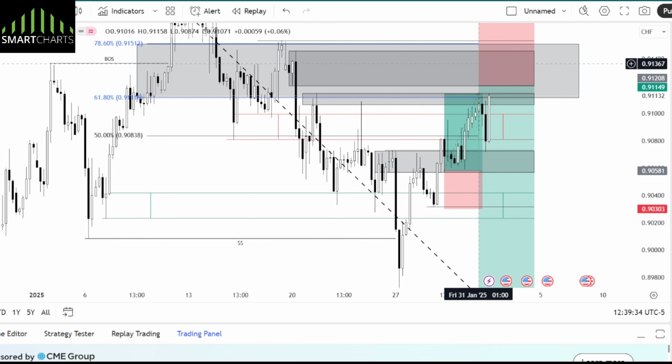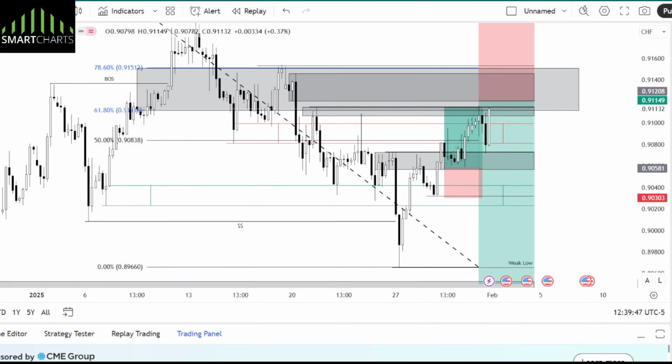Where's the next liquidity that needs to be taken? There's liquidity here, so we want to see this liquidity get taken, the market tap into this order block, and then we take our sell entries. Beautiful, simple. Always keep it simple.